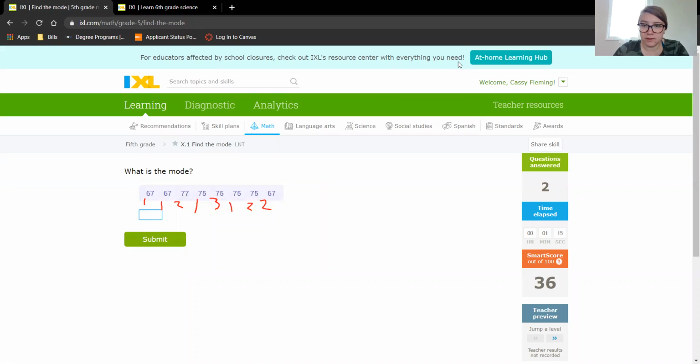And again, what is the mode? 67 occurs once, 67 occurs twice, 67 occurs 3 times, 77 occurs 1 time, 75 occurs 1, 2, 3, 4 times. 4 is the most that a number occurs, and the only number that occurs 4 times is 75, so that is our mode.